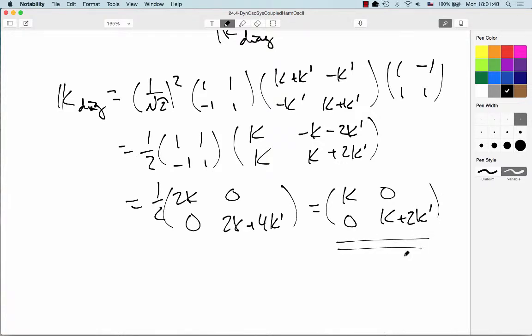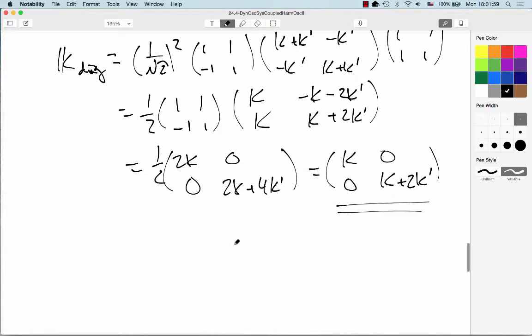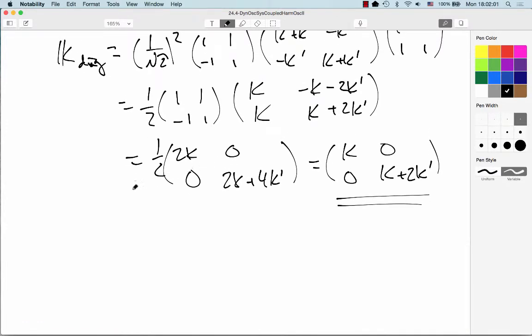So working in this configuration space is a lot more convenient, because now my spring constant matrix is diagonalized. That gets rid of the coupling between the differential equations. So let's go ahead and, in this basis, work to actually solve Lagrange's equations of motion again.